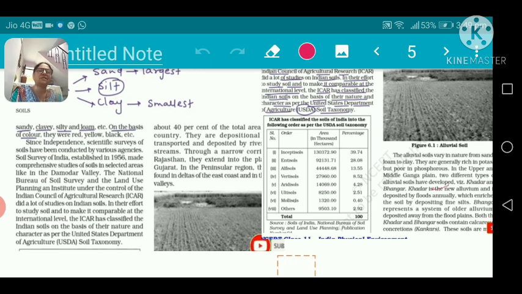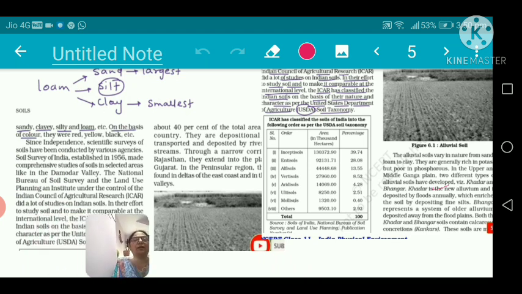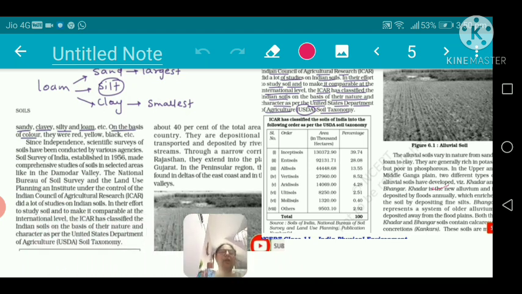Loamy soil is formed when sand and clay are there. When it has silt also, then alluvial soil is formed. We'll discuss it in detail also for this classification. On the basis of color, red, yellow, black, this type of soils can be identified and classified. Some introduction part regarding that.